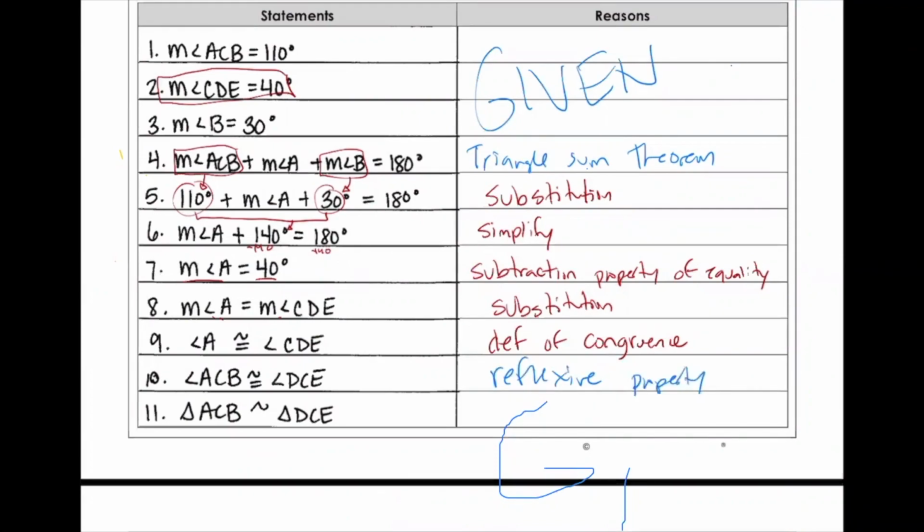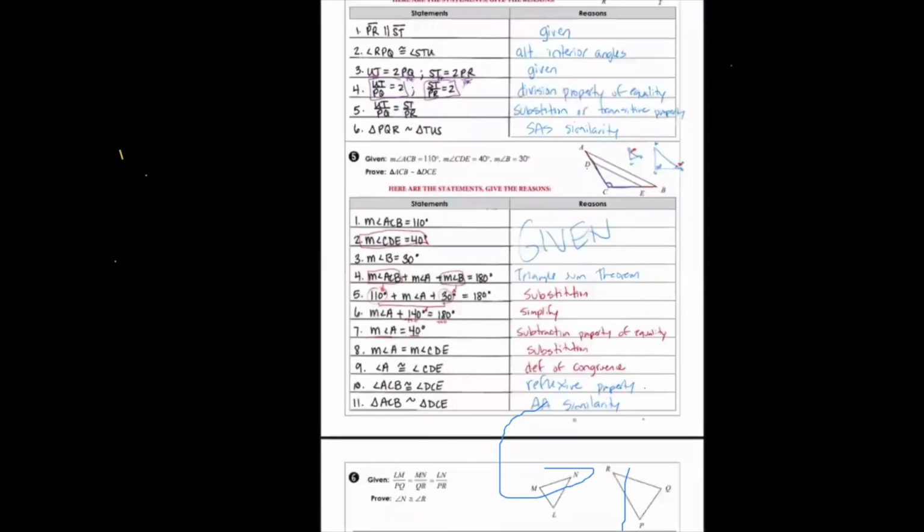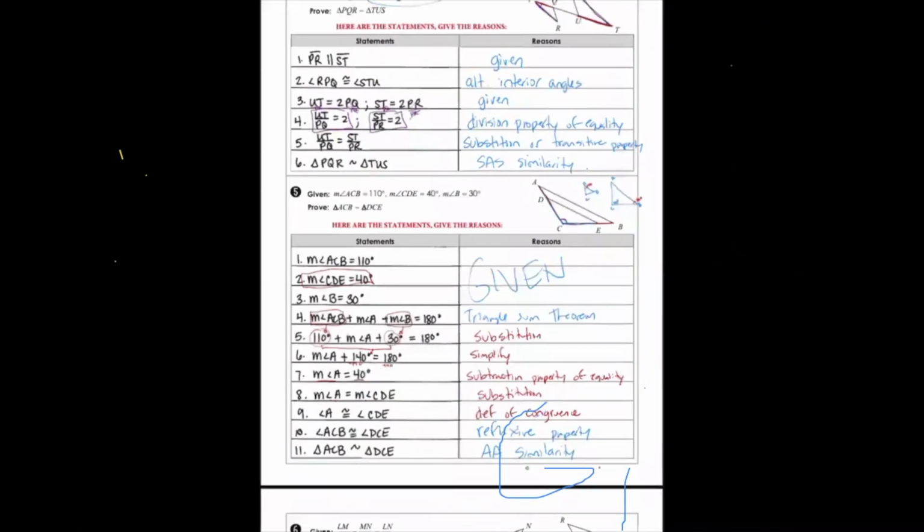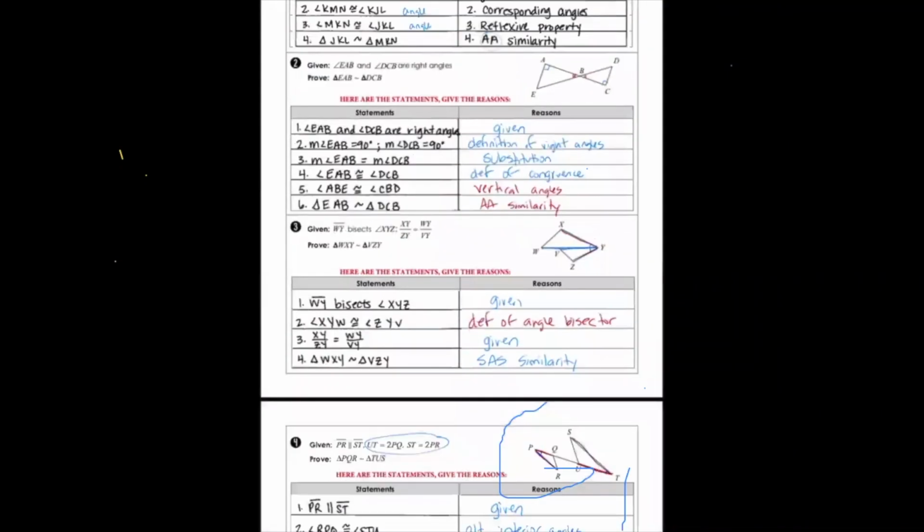So now that we have two angles equal to each other, took 10 steps to say that, but with two angles equal to each other, we can say these triangles are similar because of AA similarity. All right, any questions on any of these five?